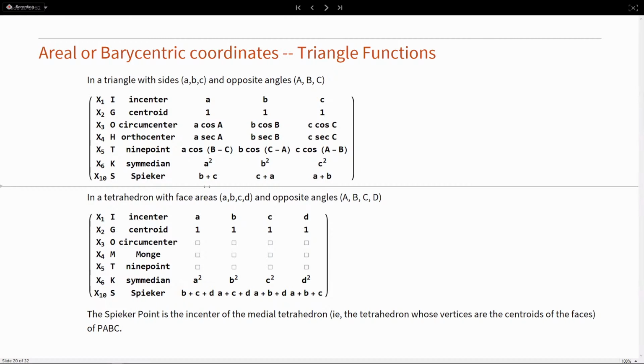In a tetrahedron, much less is known. The incenter works the same, the centroid works the same, the Symmedian point works the same, but these other 3, they're much nastier.